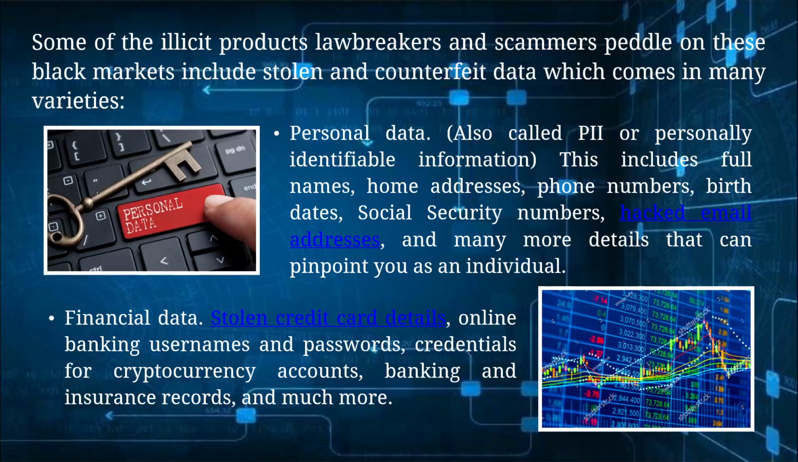These are some of the illicit products lawbreakers and scammers peddle on this black market, including stolen and counterfeit data, which comes in many varieties. Personal data. This includes full names, home addresses, phone numbers, birth dates, social security numbers, hacked email addresses, and many more details that can pinpoint you as an individual. Financial data. Stolen credit card details, online banking usernames and passwords, credentials for cryptocurrency accounts, banking and insurance records, and much more.